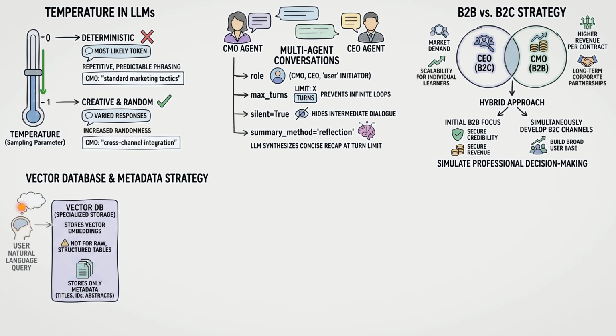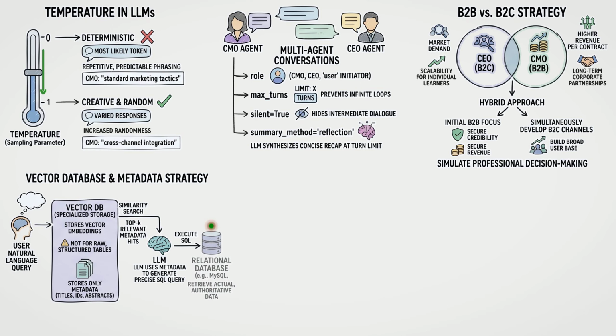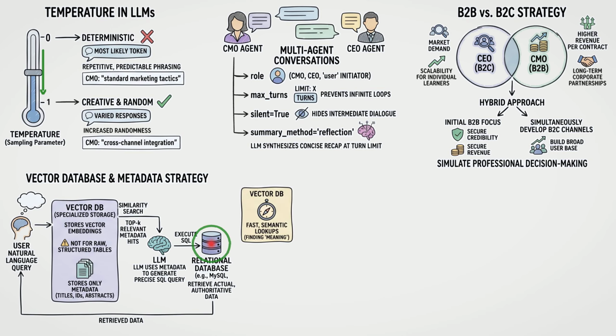The flow goes like this. A user asks a question. The system runs a similarity search to find the top relevant hits from that metadata. Then, our LLM uses that exact metadata to write a precise SQL query. Finally, it executes that query against a traditional relational database to grab the actual authoritative data.